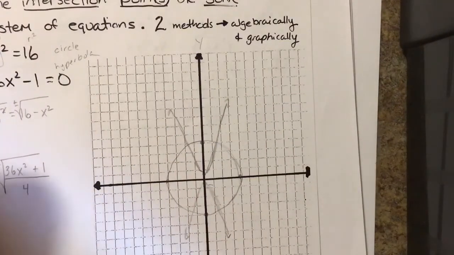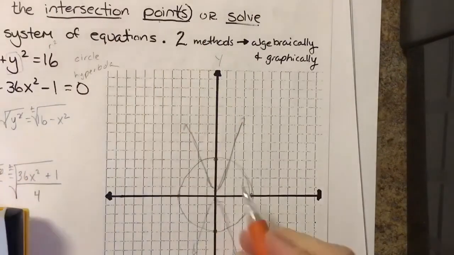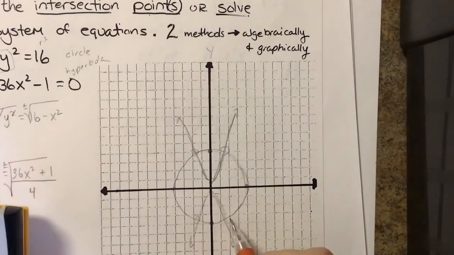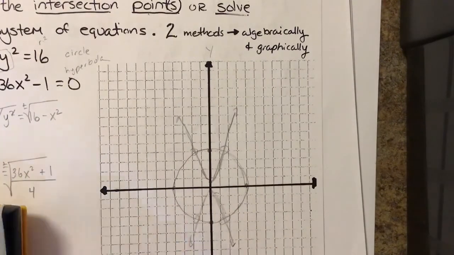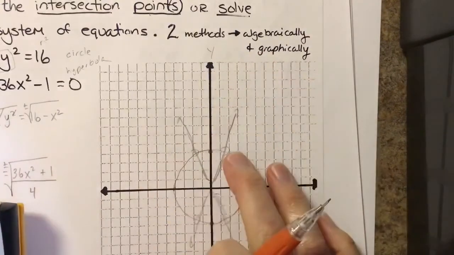All right. And how many solutions are there? How many intersection points? 1, 2, 3, 4. I have 4 intersection points. So we're going to solve this graphically. We're on our way. We're almost there. I have to find these 4 intersection points.